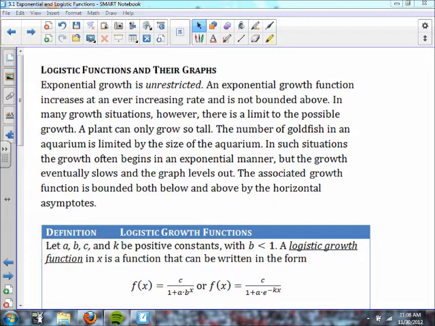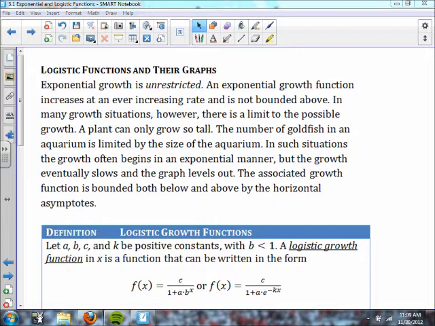Exponential growth is unrestricted. An exponential growth function increases at an ever-increasing rate and is not bounded above. That's pretty much what we talked about yesterday, right? Exponential growth will just keep growing exponentially. In logistic growth, you have to think about it like this.